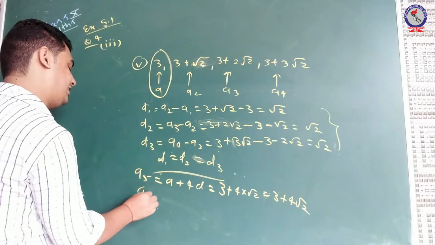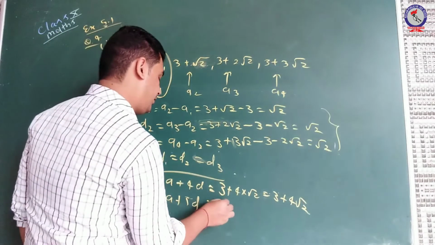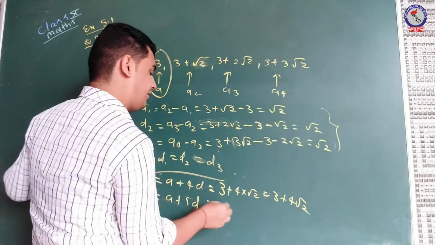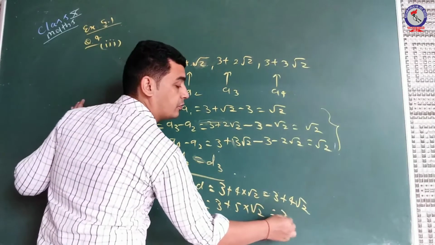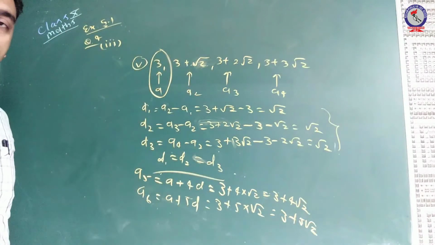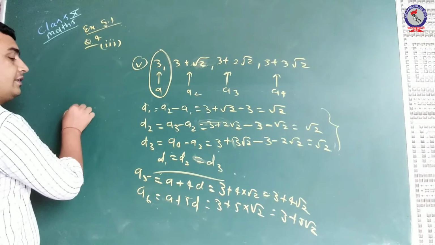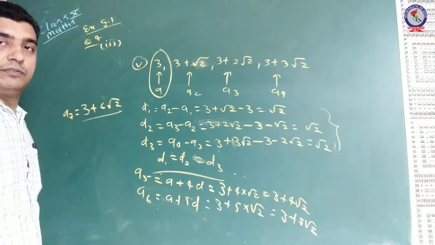A6 is A plus 5D, so A plus 5D will be 3 plus 5 into root 2, so 3 plus 5 root 2. And the last, A7, will be 3 plus 6 root 2. This will be the answer.